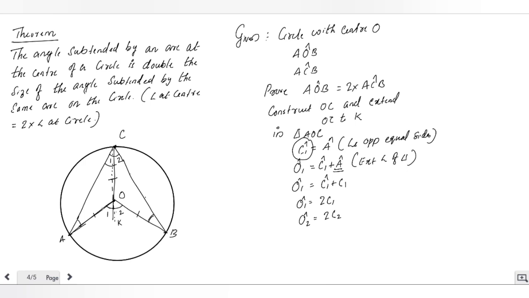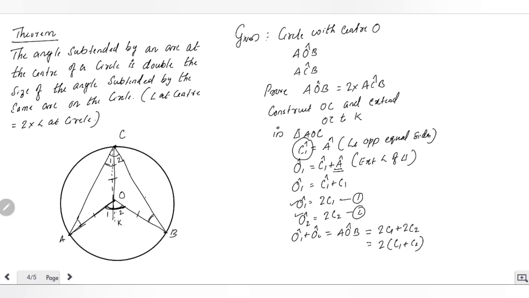Then what will happen if I add O1 and O2? O1 plus O2, isn't it equal to AOB? AOB, that is the full angle, isn't it? Because I add this one and this one, O1 and O2. So I have to add 2C1 plus 2C2, isn't it? Okay, which is going to be what? 2 is common, take it out, C1 plus C2.